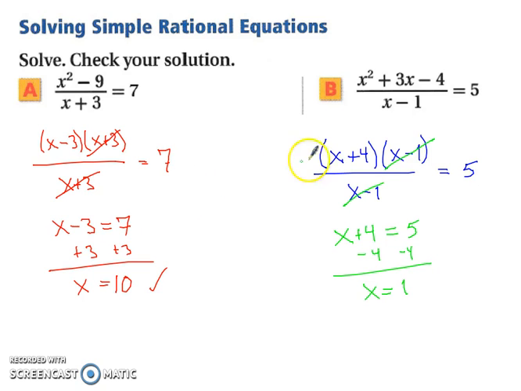And there you have it. We factored the top and we factored it completely. We simplified and then we solved. And that ends our video on multiplying and dividing rational expressions.